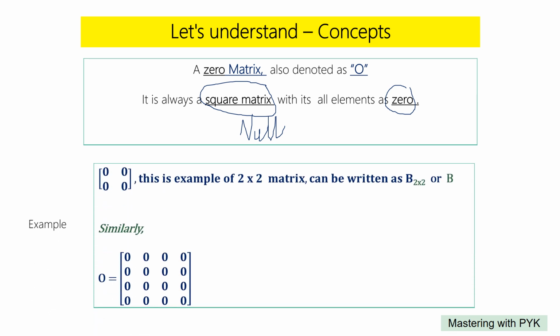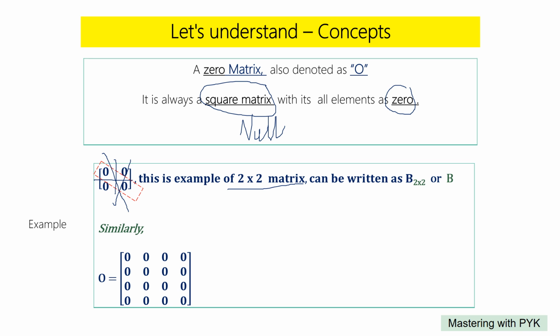In the first example, we'll first identify whether it is a square matrix or not. We have 2 columns and 2 rows, so it is a 2 by 2 matrix, which is a square matrix, denoted by B 2 cross 2 or a capital letter B. Generally, it is denoted with the letter O. Irrespective of diagonal or non-diagonal elements, all the elements have to be 0. So the diagonal marking doesn't help here.